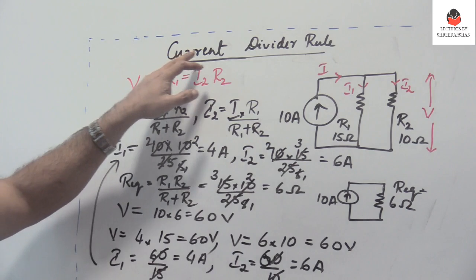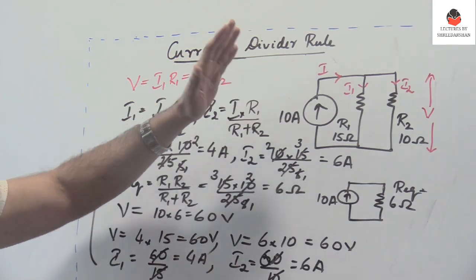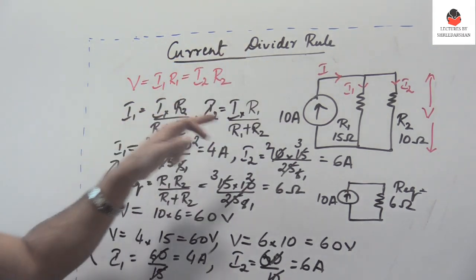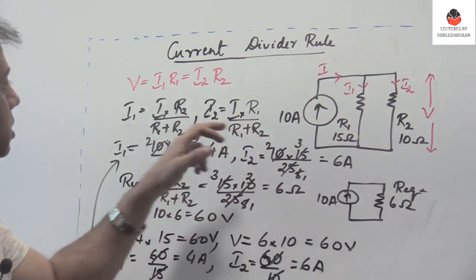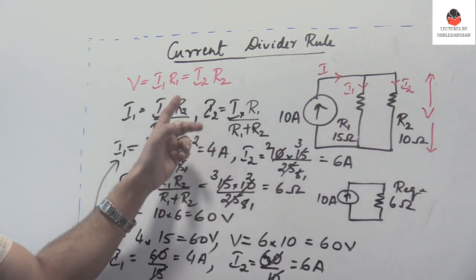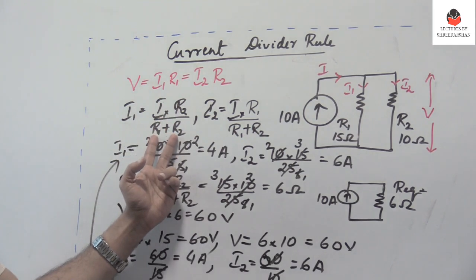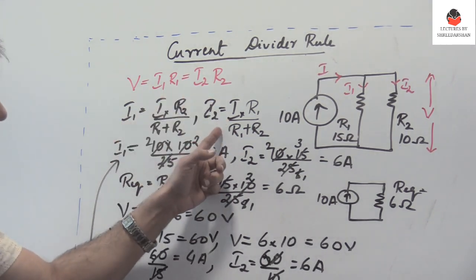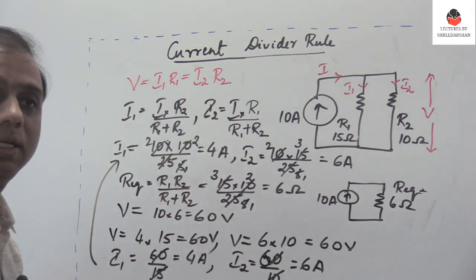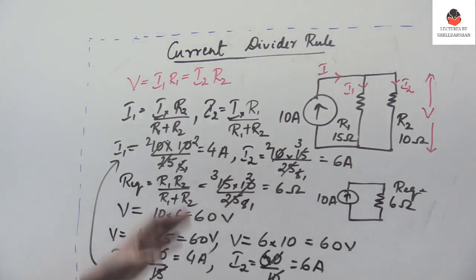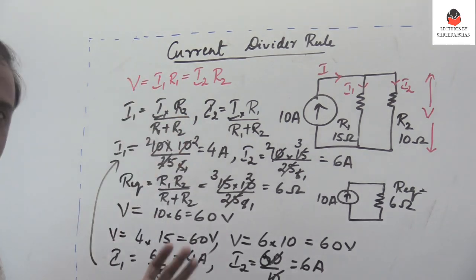So here, to apply the current divider rule, we need to remember that the current in one of the branches is the total current into the resistance of the other branch divided by the sum of resistors, and the same thing applies when we try to find the value of I2. So very simple formula, a very simple rule.